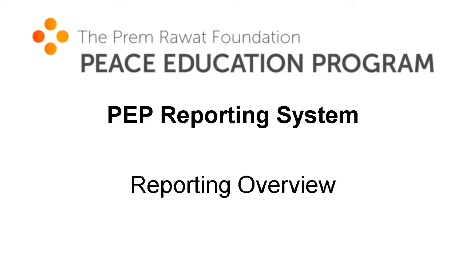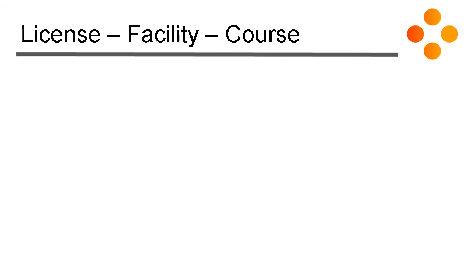This presentation is an explanation of the PEP reporting system. Its primary focus is to define key terms and outline the specific reporting that PEP requires. Understanding these three terms is really the key to understanding and working with the PEP reporting system.